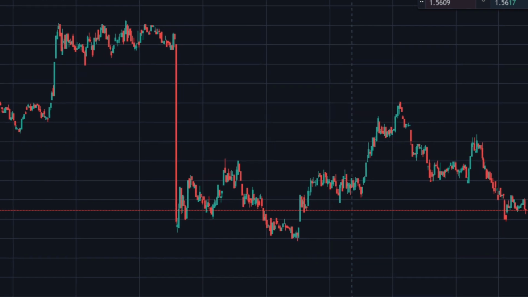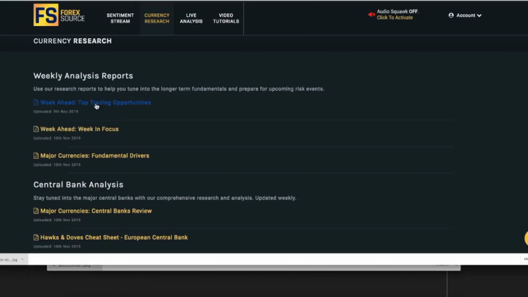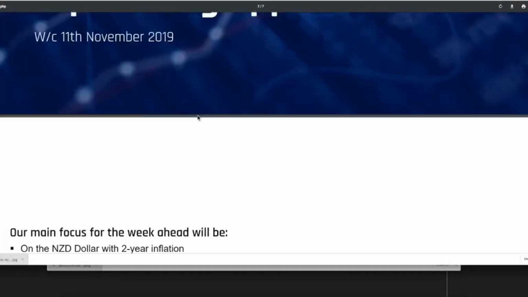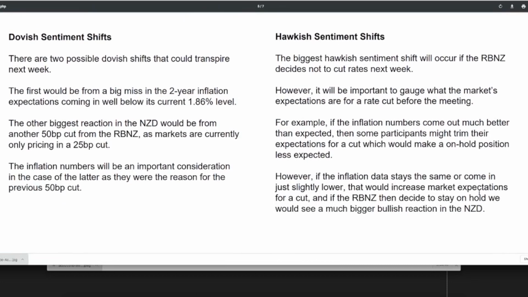I forgot, but I missed out on the actual interest rate decision from the Bank of New Zealand, which surprised the markets. And what's most frustrating about it is that in the terminal it was actually highlighted specifically since the weekend before that this could be a potential hawkish sentiment shift.